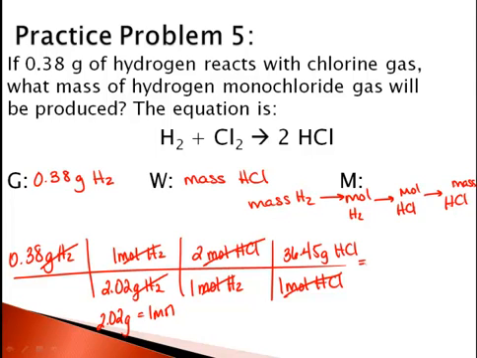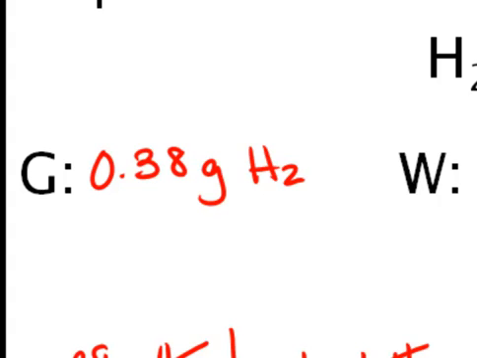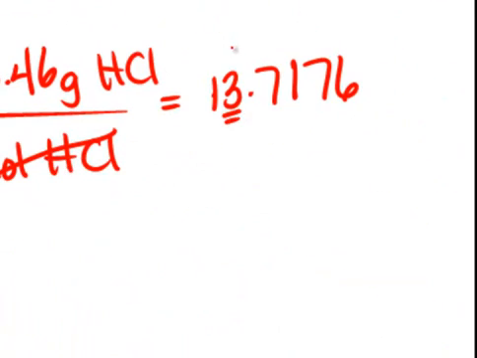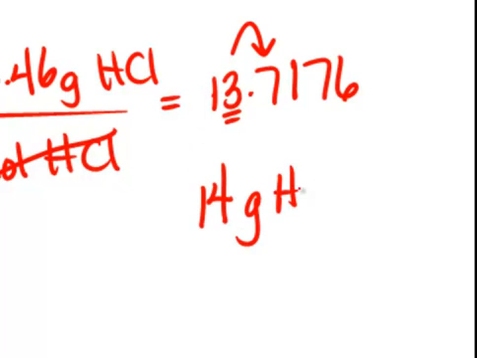So I take 0.38 divided by 2.02 times 2 times 36.45. Sorry, it should be 36.46. And I get 13.7176. Going back to my given, I see that I have two significant figures. So the second significant figure is the 3. I look to the right. The 7 tells the 3 to become a 4. So 13.7 rounds to 14 grams of HCl.